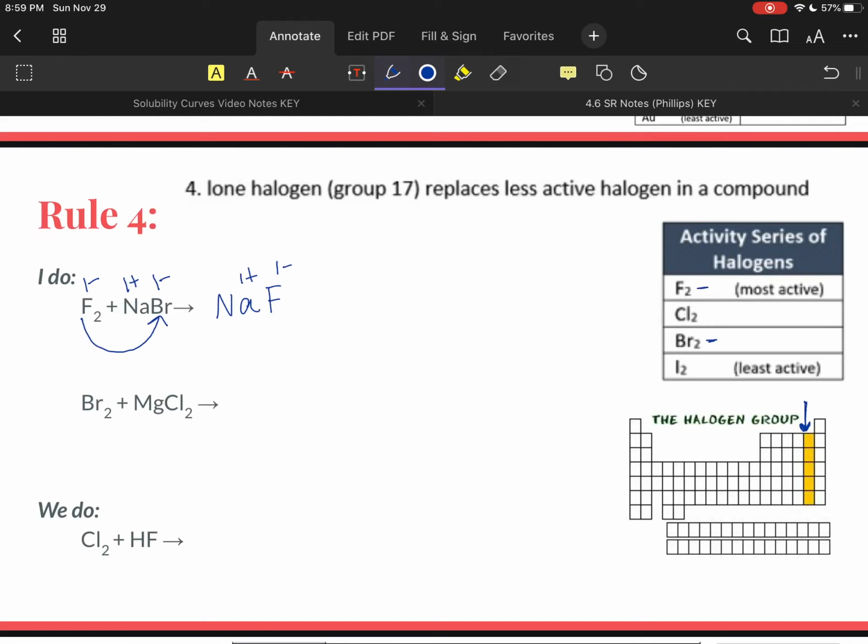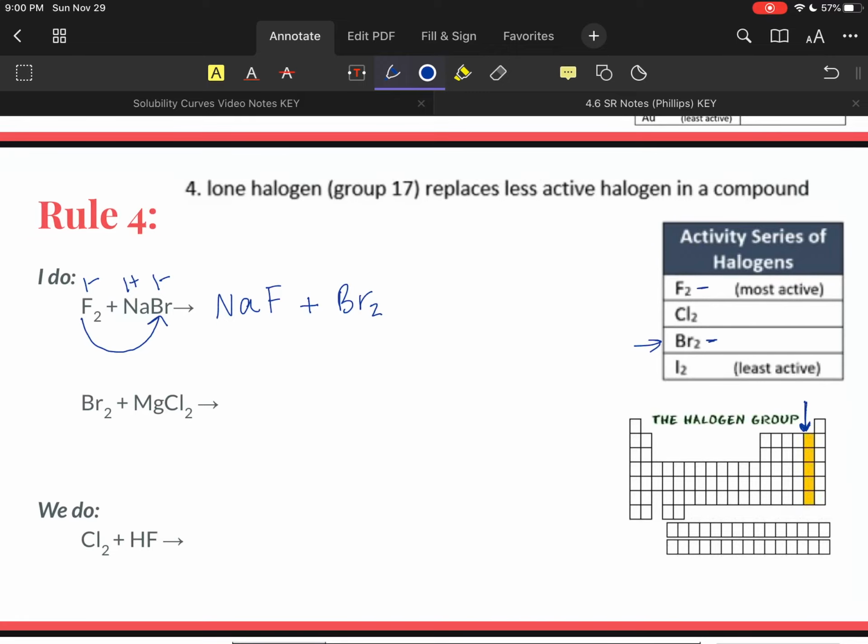Notice I'm not bringing the 2. This 2 is only there because fluorine is diatomic. When I write it by itself, it needs the 2. When it's written with another element in a compound, it gets its number based on the charge. Since these are both 1s, they're going to crisscross. They're invisible. So my formula is just NaF plus what I kicked out was Br. Remember, this is diatomic, so it's 2. And if I forget, it's written as Br2 in my chart as well.